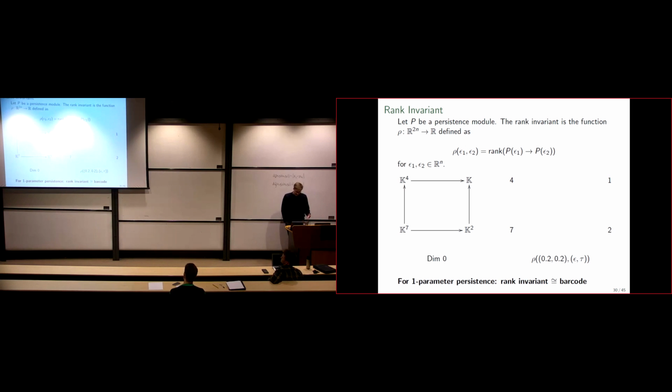So a motivation for why this invariant was constructed, and the reason why people use it, is because it can be seen as sort of a generalization of the barcode. It's not really, but it should contain essentially the same information, because if you restrict it to the one parameter case, so usual persistent homology, then it contains the same information as the barcode. So this is an important point.